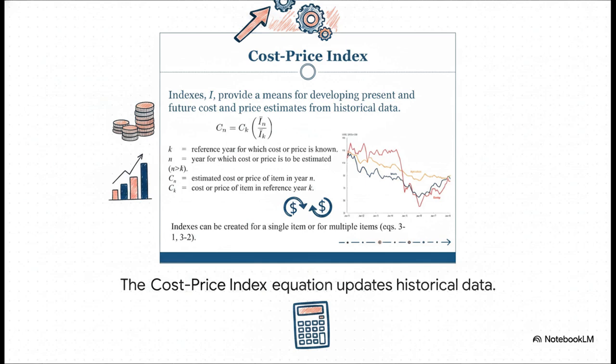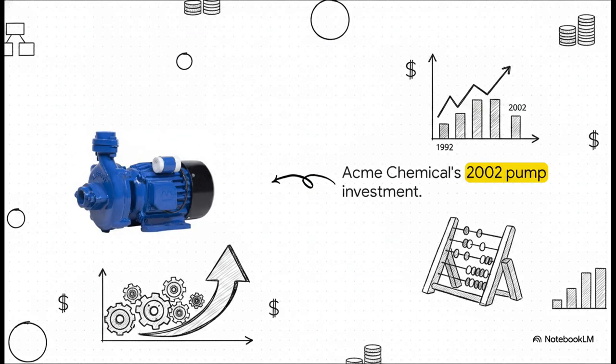It updates historical data. You take a known past cost and you multiply it by the ratio of today's index over the old index. This mathematically adjusts the price of absolutely anything, from raw steel to manufacturing labor, based on changing economic conditions. To see this in action, let's look at a quick story about Acme Chemical.